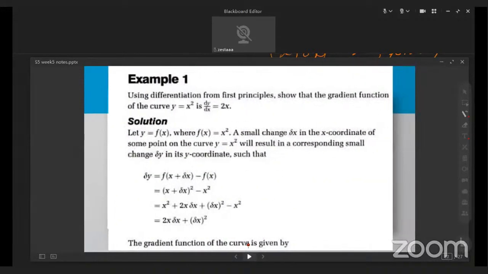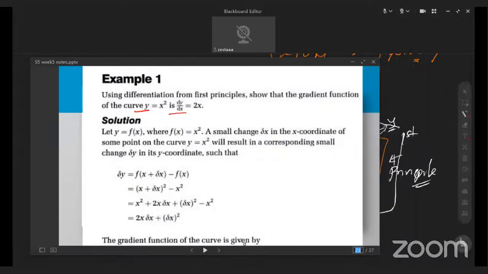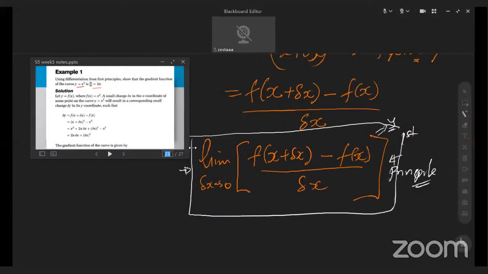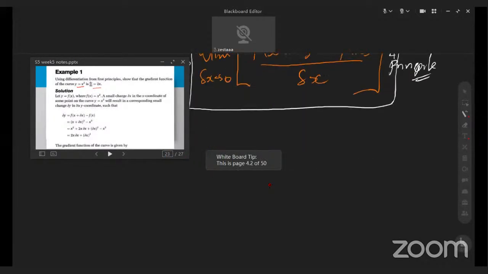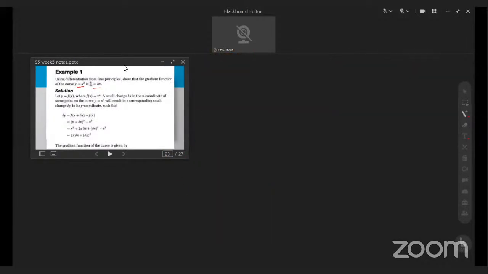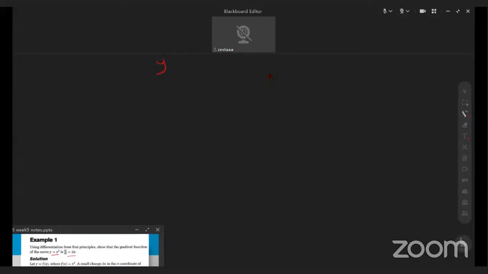Maybe by example, we are saying using differentiation from first principles, show that the gradient of the curve y equals x squared is that. If you have that, this is the final thing that we are looking at. Now, we are using first principles, so we are finding the gradient of the curve y equals x squared. And we've already shown that it is equal to what? To 2x.